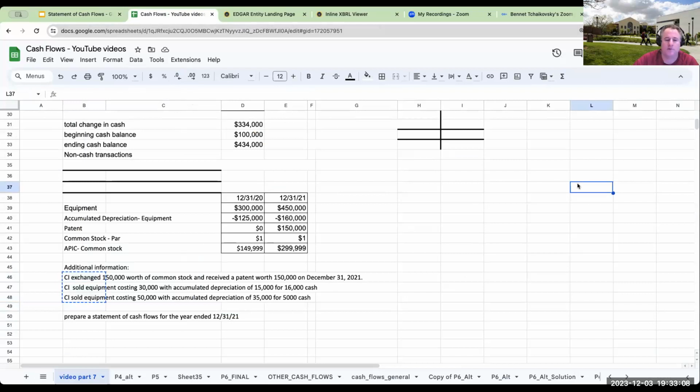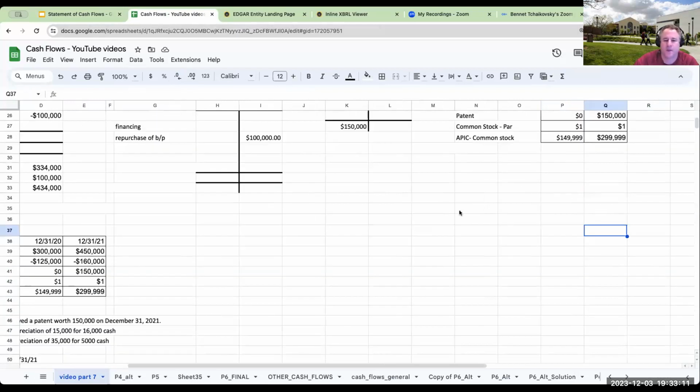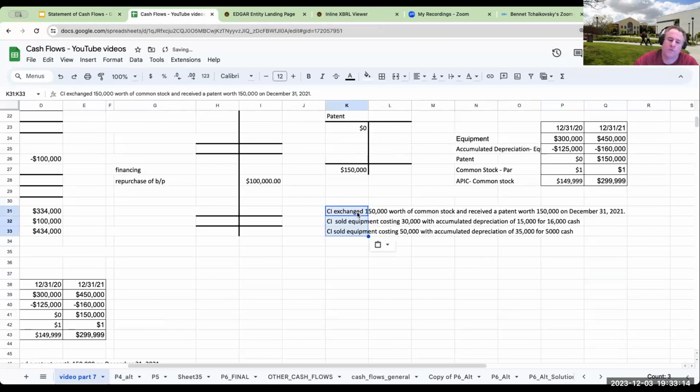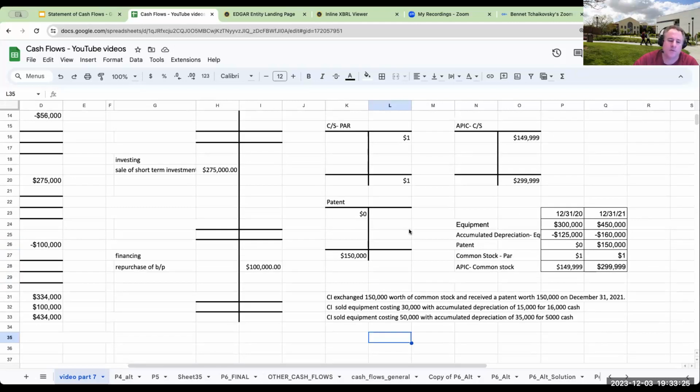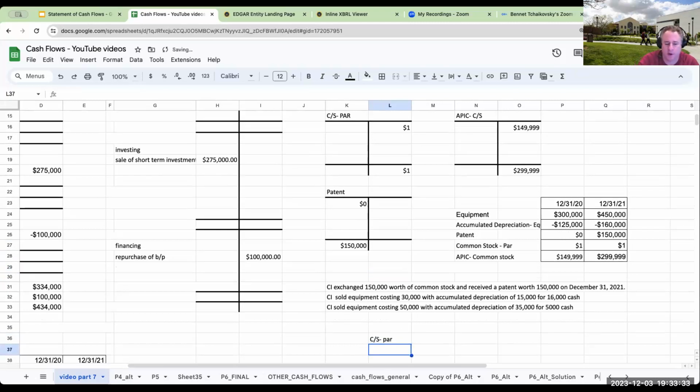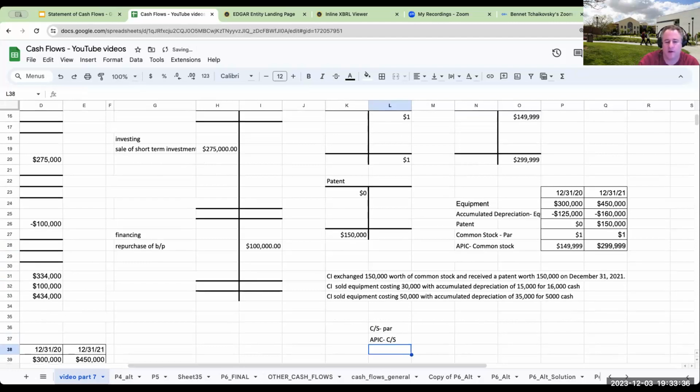So let's go over here and deal with this additional information. We exchanged 150,000 worth of common stock and received a patent worth 150,000 on December 31st, 2021. So I gave up 150,000 worth of stock. This would normally be common stock at par, additional paid-in capital, common stock. I gave up stock, so I'm going to credit stock, and I received a patent worth 150. Now this common stock at par hasn't changed.